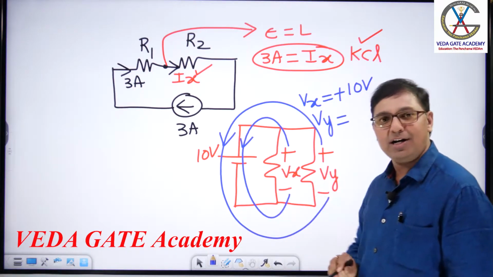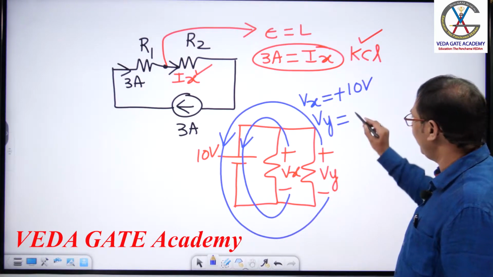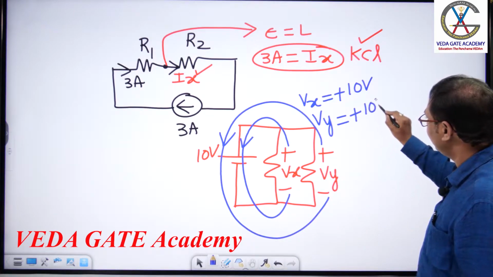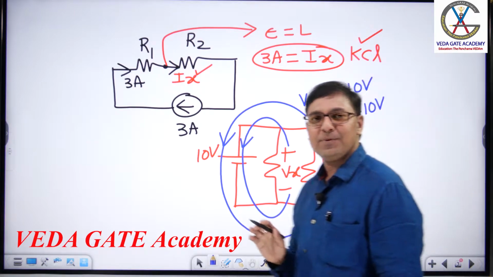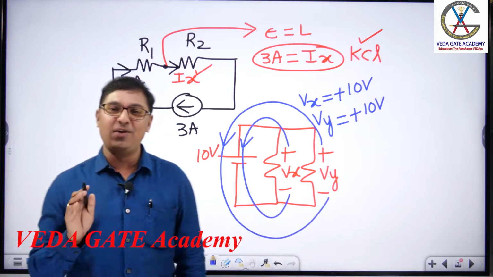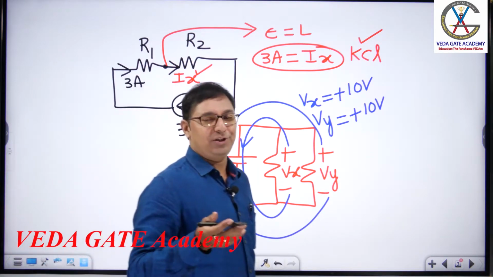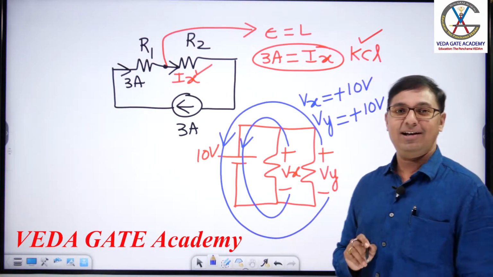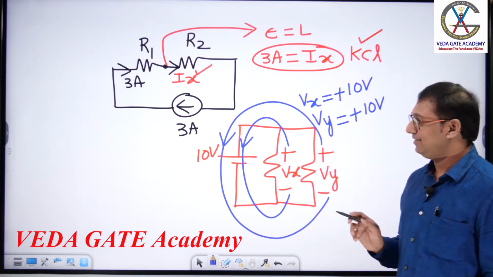Direction of travel. You are entering at what polarity? Yes, positive polarity. Even this value is what? 10 volts. Now tell me, sir, Vx value, Vy value we got as 10 volts. By using what law, sir? KVL. By using KVL. Done, sir?